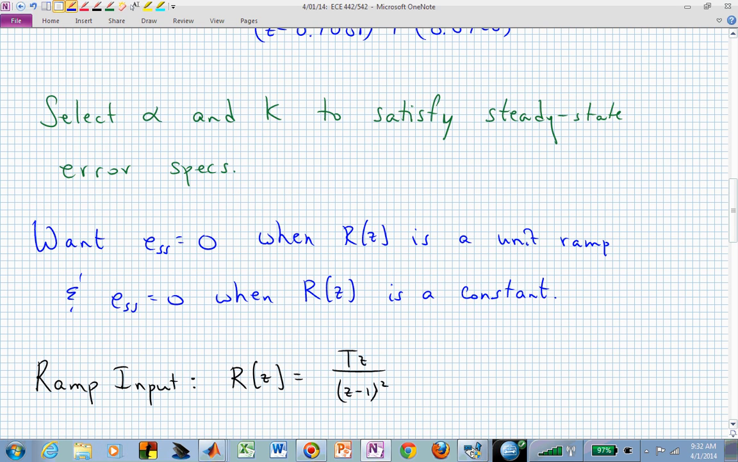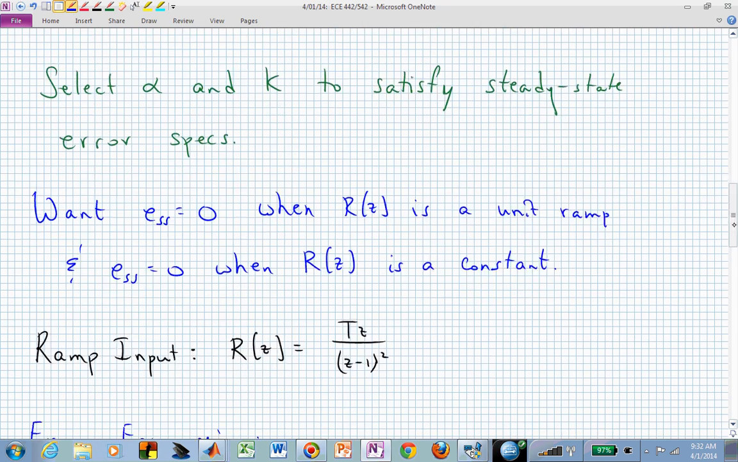A ramp input, R of Z, is now T times Z over Z minus 1 squared, and what we are going to find is that we can find alpha and K not independently, but separately, so that we can select alpha based on the ramp steady state error spec, and we can select K, in that order, based on the steady state error due to a constant.